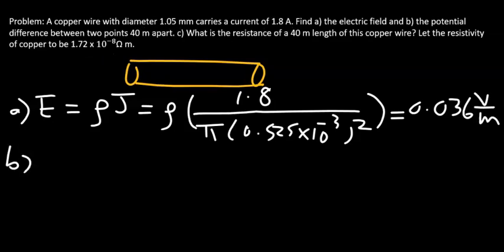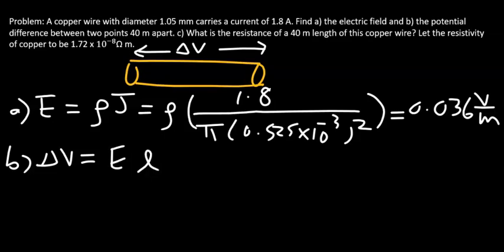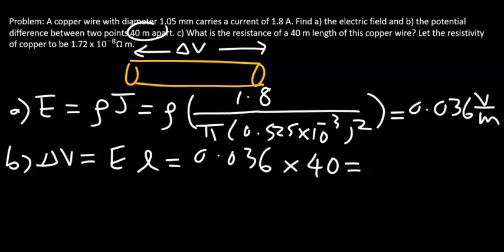Having found the electric field, now we can determine the potential difference across the ends, which are separated by a distance of 40 meters. So potential difference equals the electric field found in part A times the length of that copper wire, which is, in this case, 40 meters. So electric field is 0.036 volt per meter times 40 meters, and that's going to give you 1.44 volts.